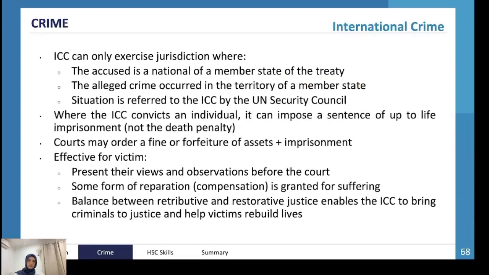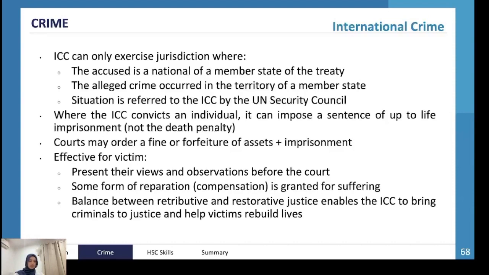So the ICC can only exercise jurisdiction where the accused is a national of a member state of the treaty, the alleged crime occurred in the territory of a member state, or the situation is referred to the ICC by the UNSC. Where the ICC convicts an individual, it can impose a sentence of up to life imprisonment, but not the death penalty. Courts may offer a fine or forfeiture of assets and imprisonment, but it again depends on the crime and the severity of the crime.